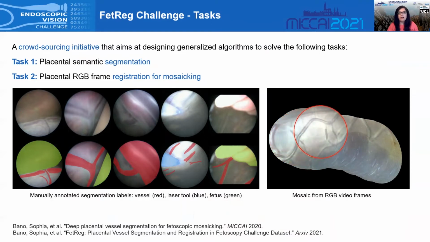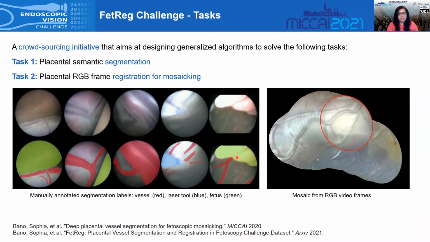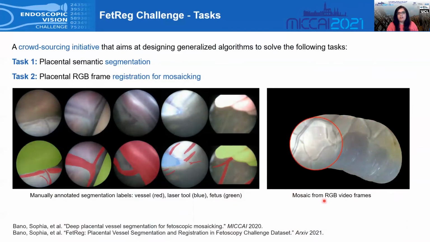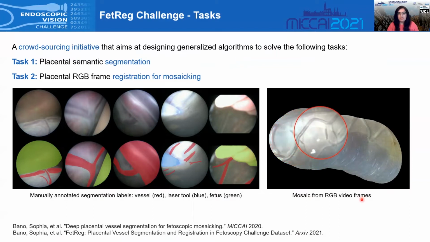These two tasks are, number one, the placental semantic segmentation, where we label the data for three classes, which are vessel, laser tool, and fetus presence. The second task was placental RGB frame registration for mosaicing, where a demo is shown over here, where the task was to compute the transformation or homographic transformation between adjacent frames and to create a mosaic from these transformations.